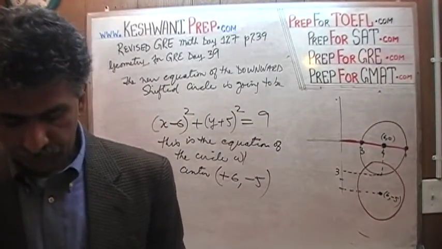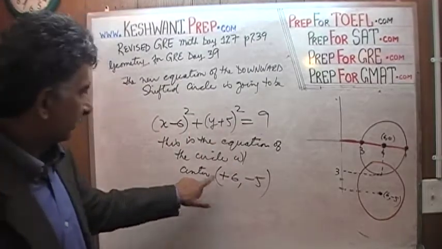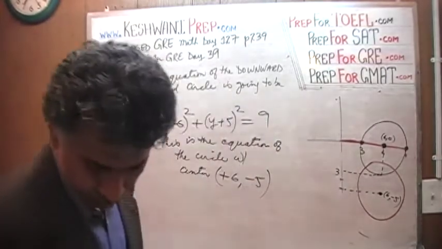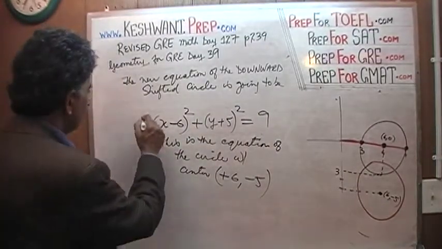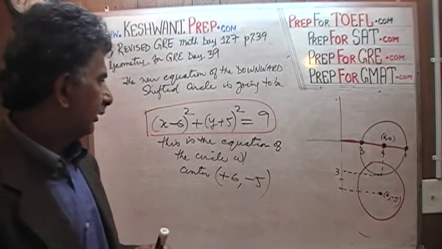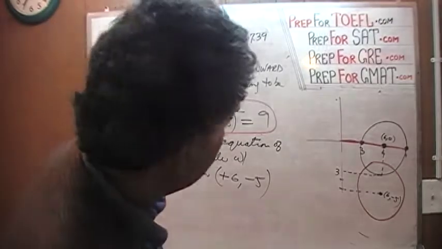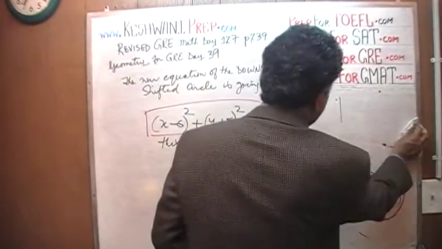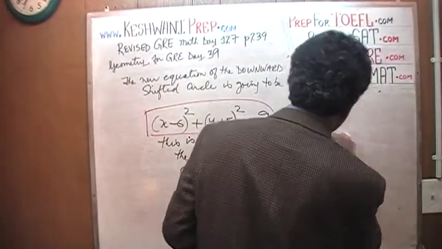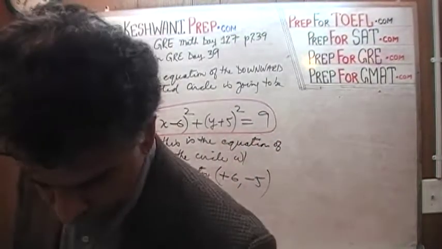They give you a small circle with the equation, and they just throw the equation at you. This is the equation of that small circle right here: x minus 6 whole squared and y plus 5 whole squared equals 9. That's what they give you there. Now let's put the two circles together. No, I'm not going to put the two circles together. You can see it right there.